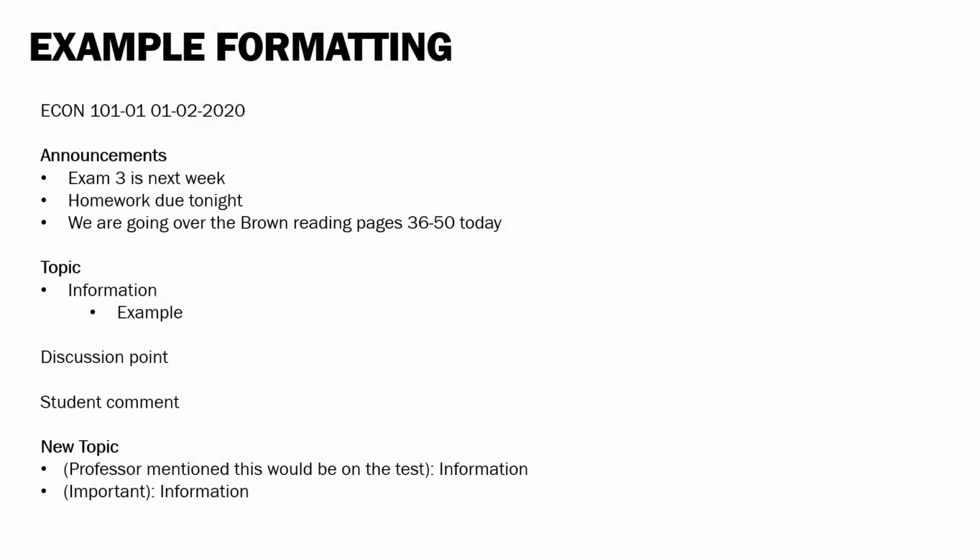This is a very basic example for how to follow the formatting guidelines from the past few slides. You can see the class information at the top is followed by the announcements. These notes are separated by topic and have information about each topic in bullet points. Important information is highlighted via asides in parentheses. Please email the note-taking coordinator if you would like more examples of notes.